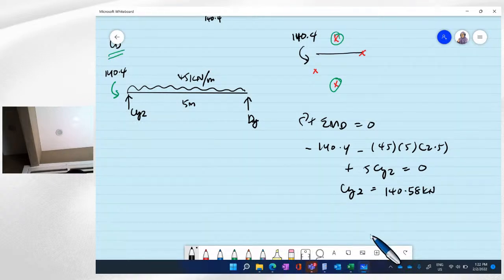And we can get DY, which is equal to 45 times 5 minus 140.